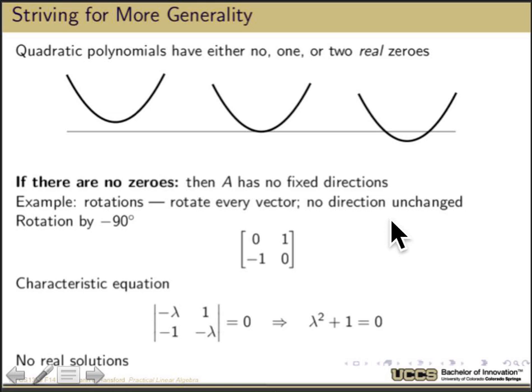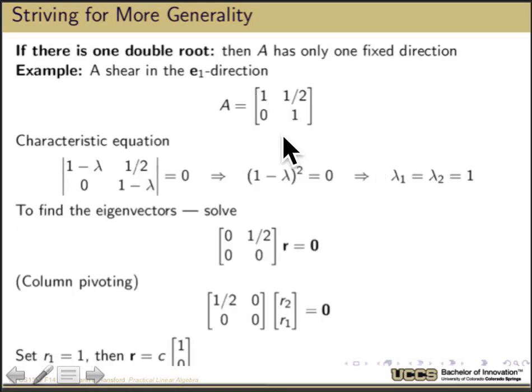So what is this second case where we have just 1? Well, here's an example: 1, 1/2, 0, 1. We already saw the example that if I just shear in the E1 direction, the E1 direction is maintained and no other direction is. Let's go ahead and verify that. We put in 1 minus lambda on the diagonal and compute the characteristic polynomial. We get 1 minus lambda squared equals 0. So lambda 1 equals lambda 2 equals 1. There is one direction. Now, how do we get that? Well, we're going to go back in.